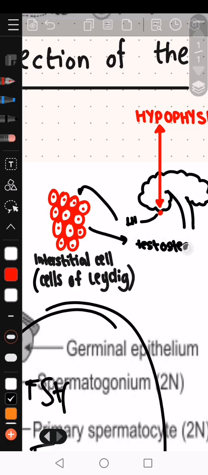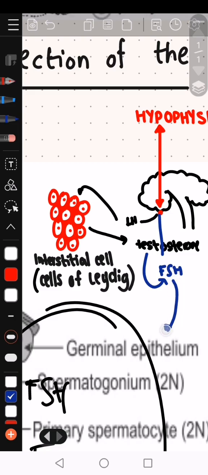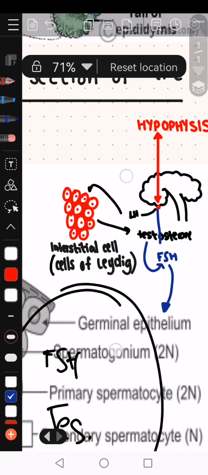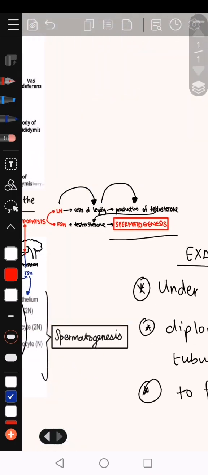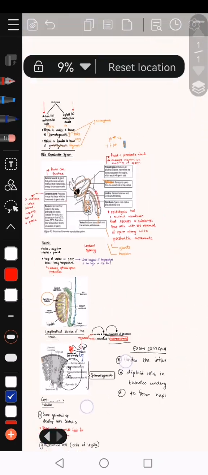I don't know why I'm writing out the whole word. Testosterone, right? But it's also going to secrete FSH. And FSH, with the aid of testosterone, is going to ensure the stimulation of spermatogenesis. Right? It's not an integrate process, not very integrate. It's a negative feedback mechanism, which we'll also look at in later topics. And then, so I think I touched on everything that is important.